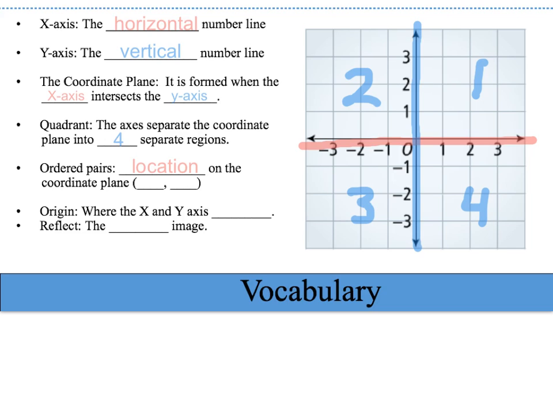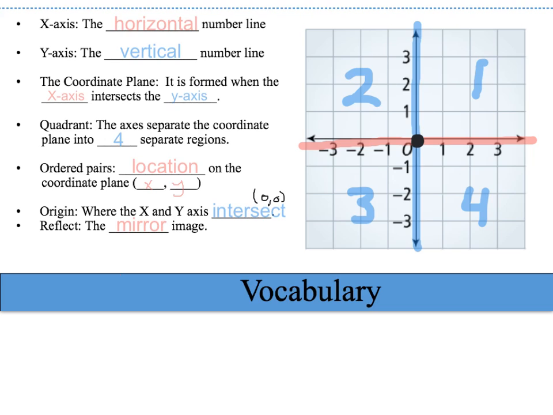Ordered pair is the next vocabulary word. An ordered pair is the location on the coordinate plane. Whenever you work with ordered pairs, make sure to always start on the x-axis first, and then the y-axis should follow second. Don't flip them. X should come first, so y should come second. The origin is where the x and the y-axis intersect. So on our little coordinate plane here, the origin would be this black dot right here. And the ordered pair for the origin would be 0, 0.